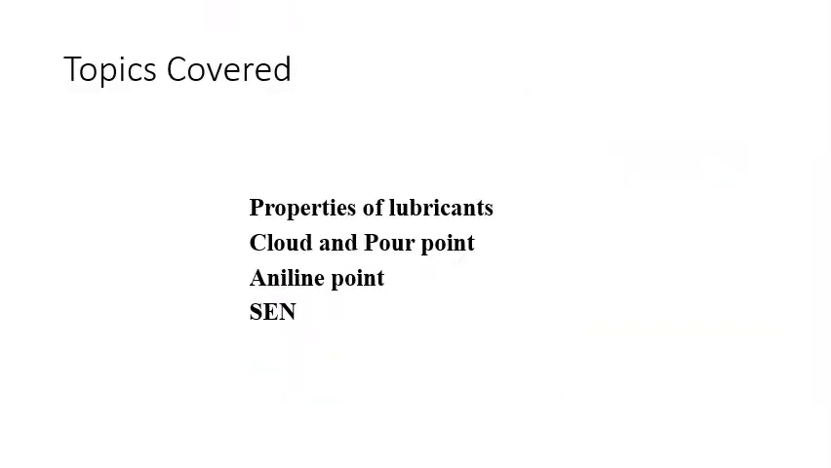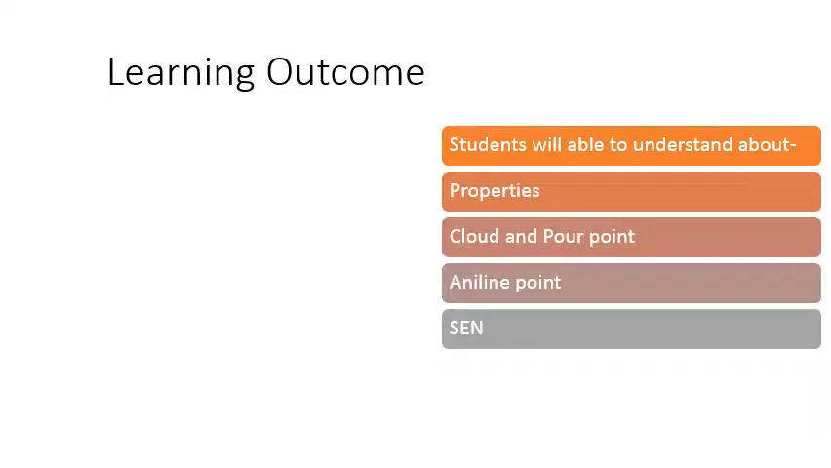In this lecture we are going to cover properties of the lubricant like cloud and the pour point, which is also an important property in the selection of the lubricant. The next property we will cover is aniline point and then the steam emulsion number. What is the learning outcome of the lecture? Students will be able to understand the major properties like cloud and pour point of the lubricant, aniline point of the lubricant, and the steam emulsification number, which helps them to select the lubricant for the desired application.